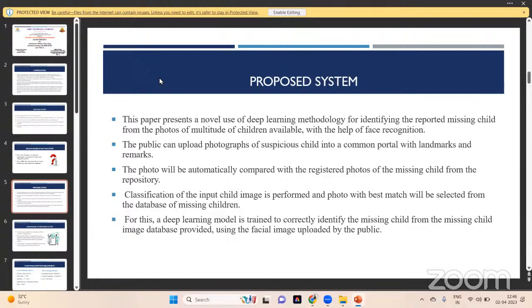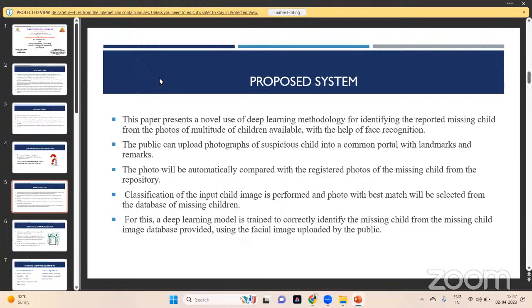So these uploaded pictures will be compared by the machine learning algorithms, which include VGG16 and ResNet50. By using these algorithms, we compare the features of the photographs. We compare the data set which is available with the admin, and the data that is given by the public. We compare these two. If this matches, then we'll consider that the child who was missing is found, and the respective officer will inform the parents. So this is the proposed system that we'll be following.